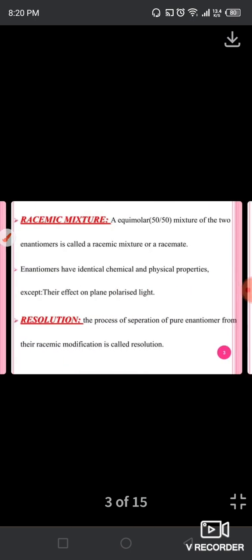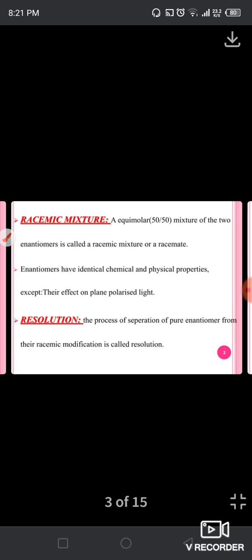Actually, a racemic mixture is a mixture of two enantiomers in equal amounts, 50-50, and this is called a racemic mixture. The enantiomers have identical physical and chemical properties, but after going into a mixture they have no such properties. In the solid form they could have the same physical and chemical properties, but in the form of liquid and gas they could not have the same physical and chemical properties.